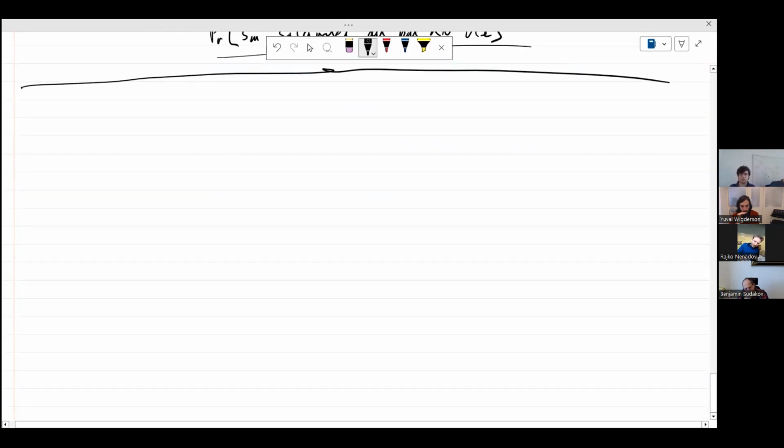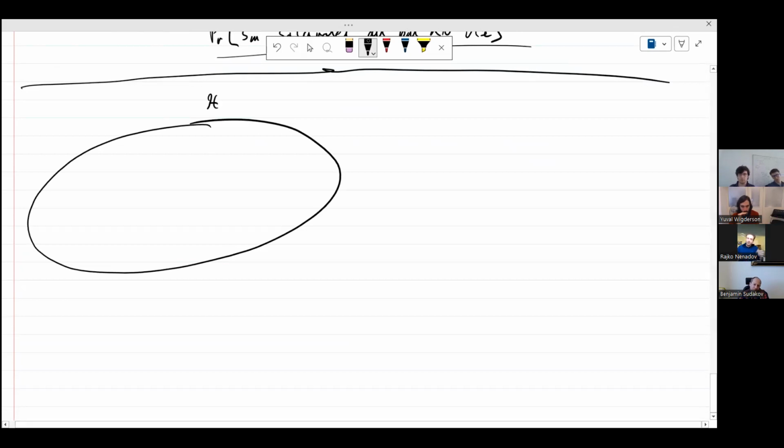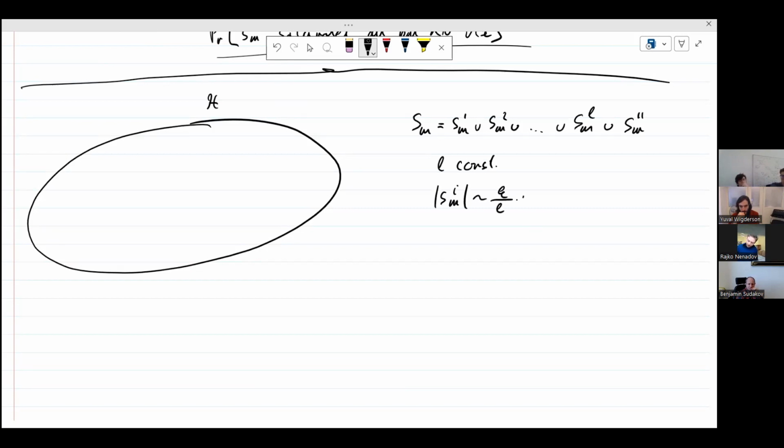Now the strategy is as follows. Again, I want to reveal my sampled set in rounds. But instead of this very ambitious goal of revealing one part, saturating almost everything, and then asking for the second part to be contained in the leftover, I'm going to generate my S_m in smaller rounds. So I generate S_m1 union S_m2 union up to S_mL, where L is some constant, and each of these sets S_mi is roughly of size epsilon over L times m. These small sets will have the role of this S_m prime.